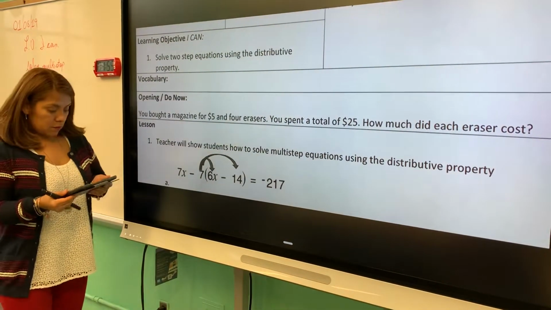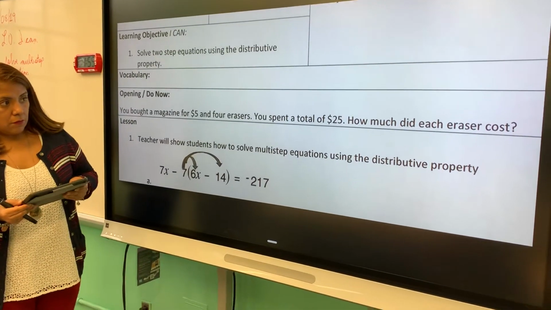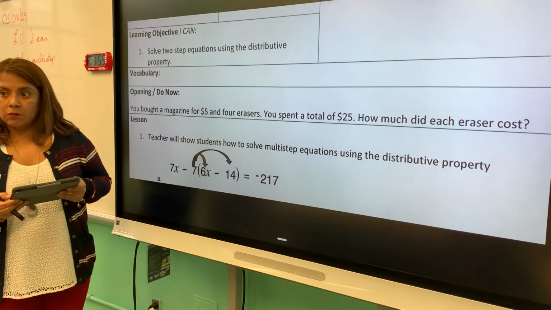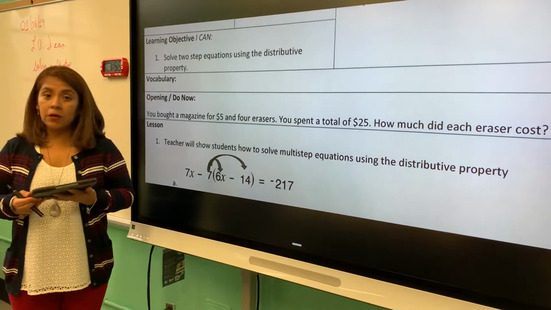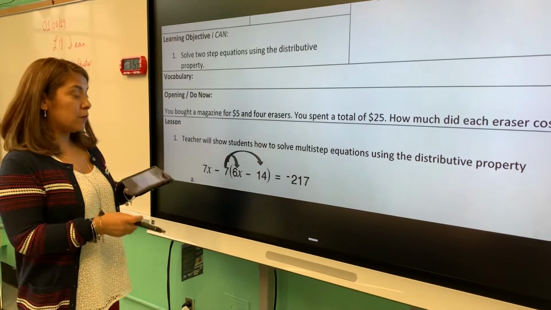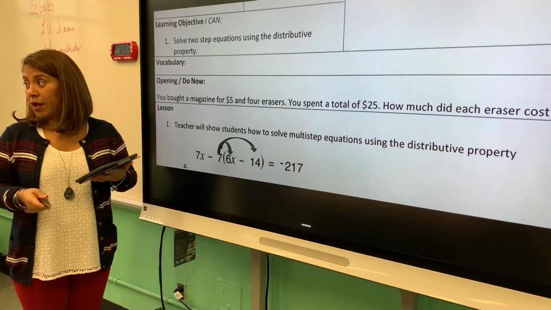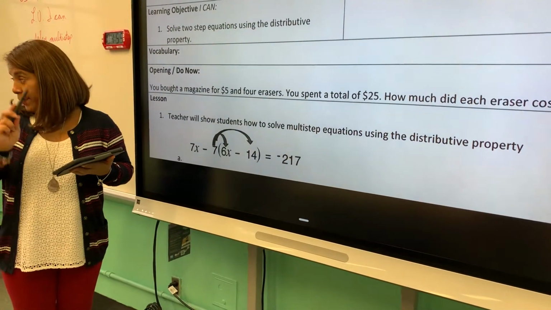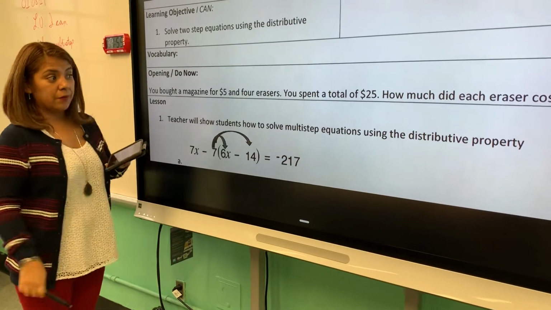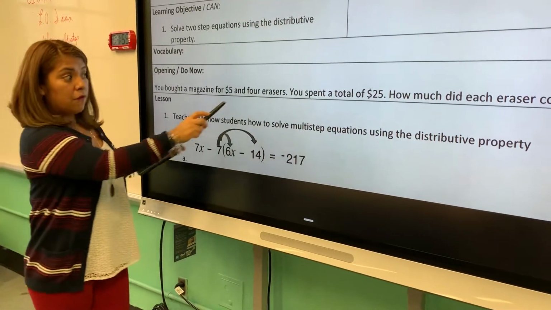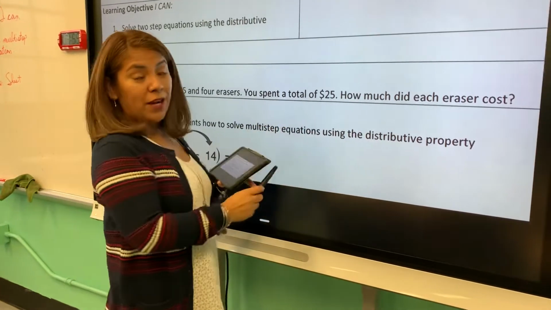You bought a magazine for $5 and 4 erasers. You spent a total of $25. How much did each eraser cost? Pretty good. So now, based on what we have learned in class, the first thing we need to do is underline our keywords. First keyword that we have is a magazine for $5. Second keyword, 4 erasers. Third keyword, spend a total of $25.